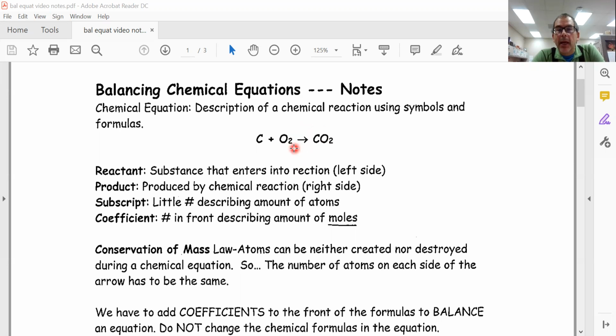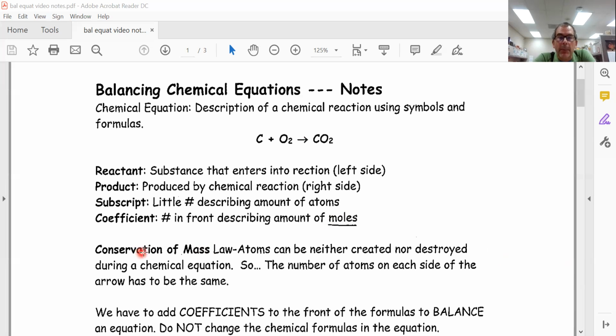Little numbers like this, behind the elements, are called subscripts. And then big numbers in front, this one doesn't have any, are called coefficients. Because there's no number in front, the coefficients in each case would be 1, and typically if the coefficient is 1, we don't put it there. Don't worry about this term moles. Think of molecules for now. We're going to learn about moles at the end of January, beginning of February.